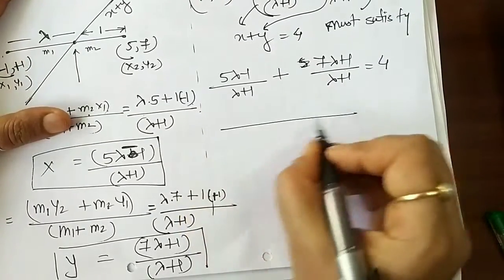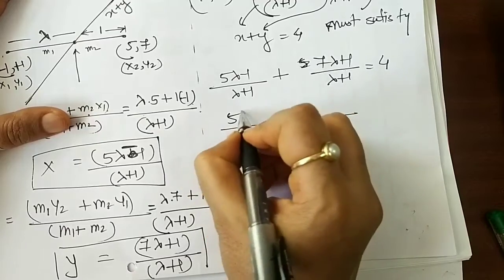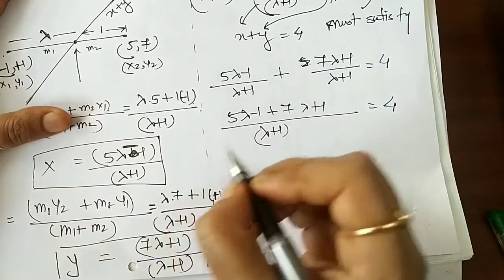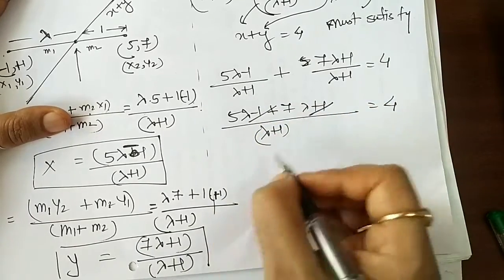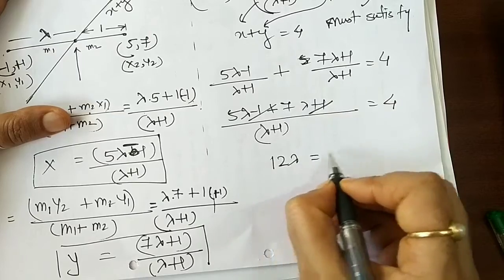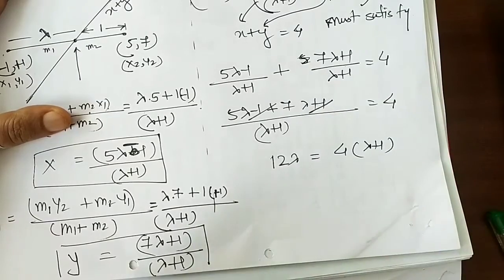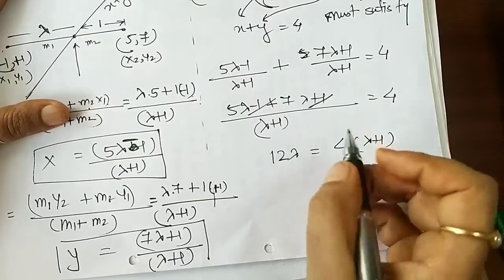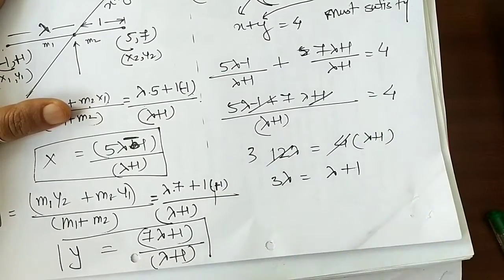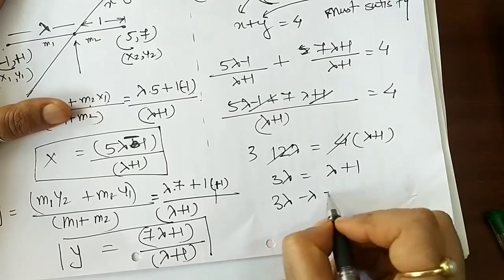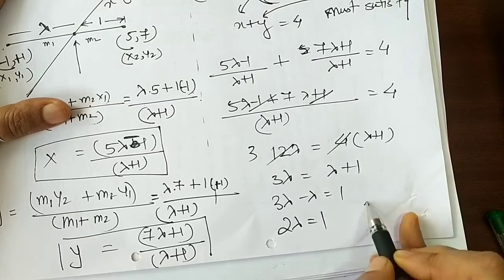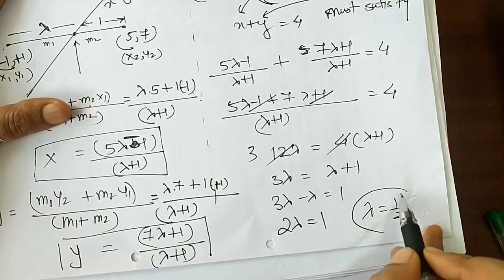So lambda plus 1 is my LCM. So this is 5 lambda minus 1 plus 7 lambda plus 1 is 4 into lambda plus 1. I think 1 and 1 cancel. 7 plus 5 is 12 lambda is 4 into lambda plus 1, correct? Now 4 3s are 12, so 3 lambda is lambda plus 1. So 3 lambda minus lambda is 1, which is 2 lambda is equal to 1, which is nothing but lambda is 1 by 2.